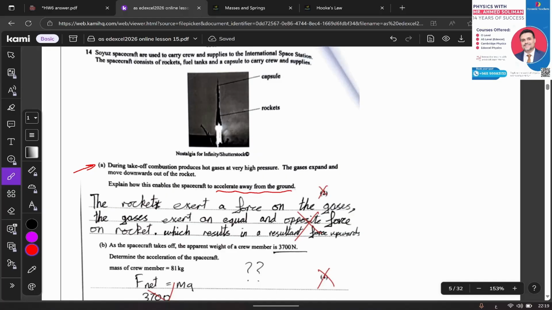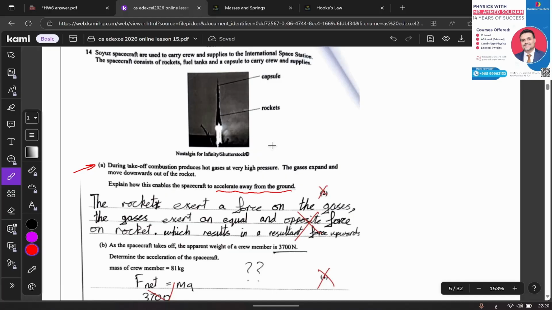I'm not sure. What do you think? Is this correct or incorrect? I don't see any mistakes, but I don't know why it's not right. You are right, but I think he forgot to write what? He said accelerate away from the ground. He forgot to write the direction of force.